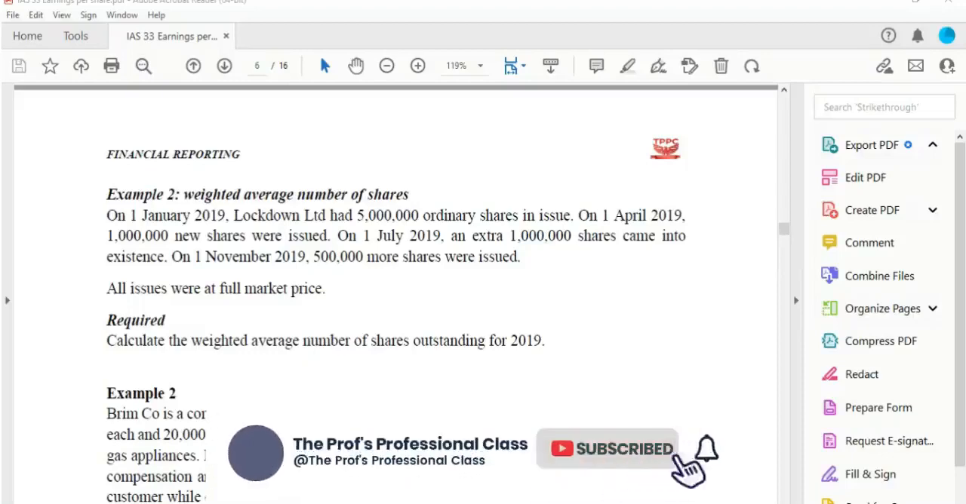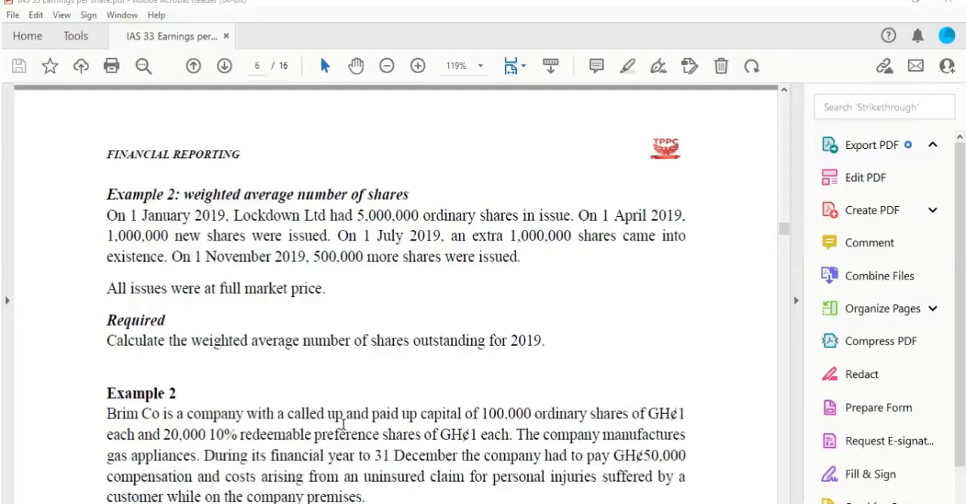Then I move to July 1st, 2019, counting my fingers from July. So July, August, September, October, November, December. That is 6 months. So 6 over 12 times another 1 million. Then November 1st, 2019. It's just 2 months. That's November, December, 2 months. So 2 over 12 times 500,000. Yeah, you are correct. So what you just said, everything is correct.